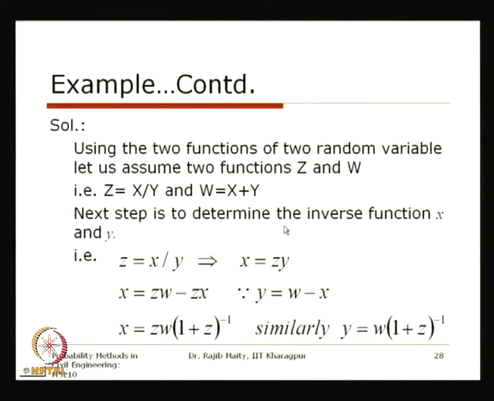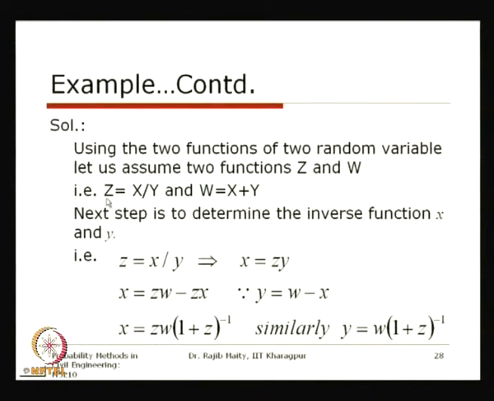So, the next step is to determine the inverse function of x and y, that is, z equals x by y, so x equals zy, and w equals x plus y, that is y equals w minus x. So, x equals zw into 1 plus z minus 1. Similarly, y equals w into 1 plus z y.